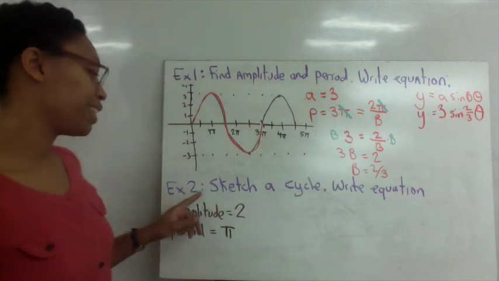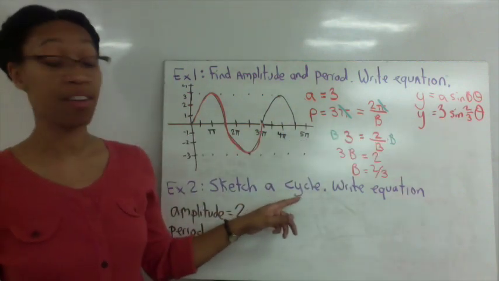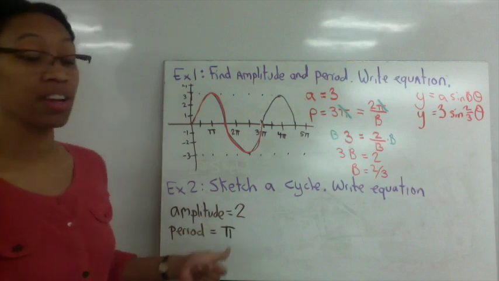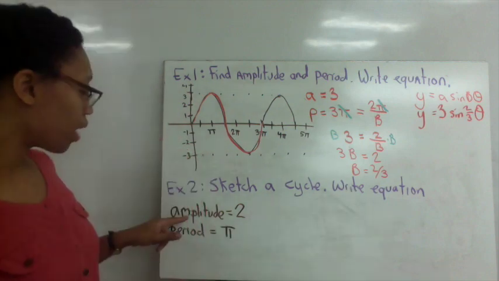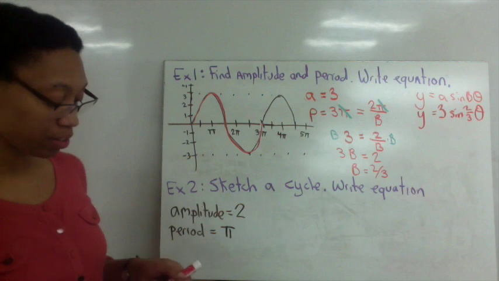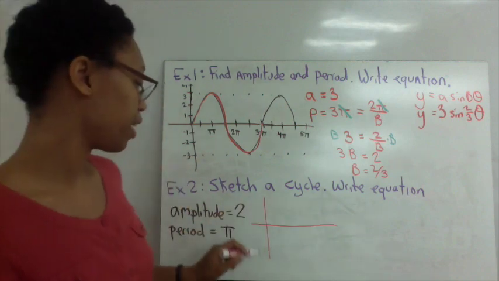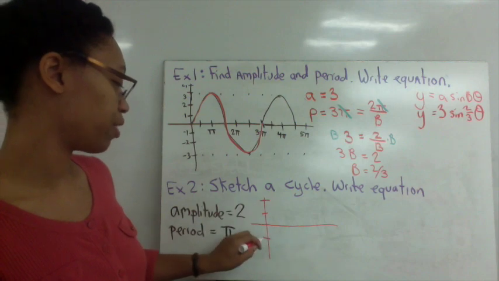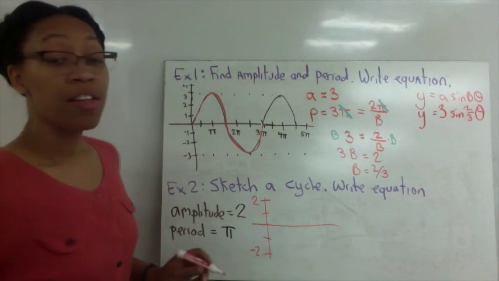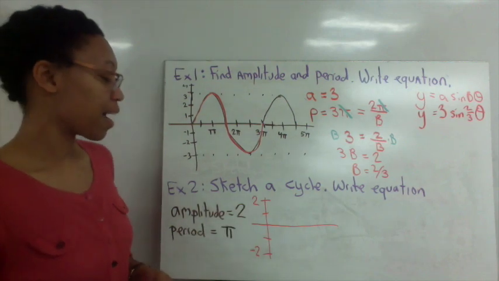Another example, let's see if we can sketch a cycle of the graph if we're given this information, and if we can write an equation. Well, I can see here that the amplitude of this graph is 2. So let's make a graph. And the amplitude is 2, so it needs to come up to 2 and it needs to come down to -2. The period is pi.